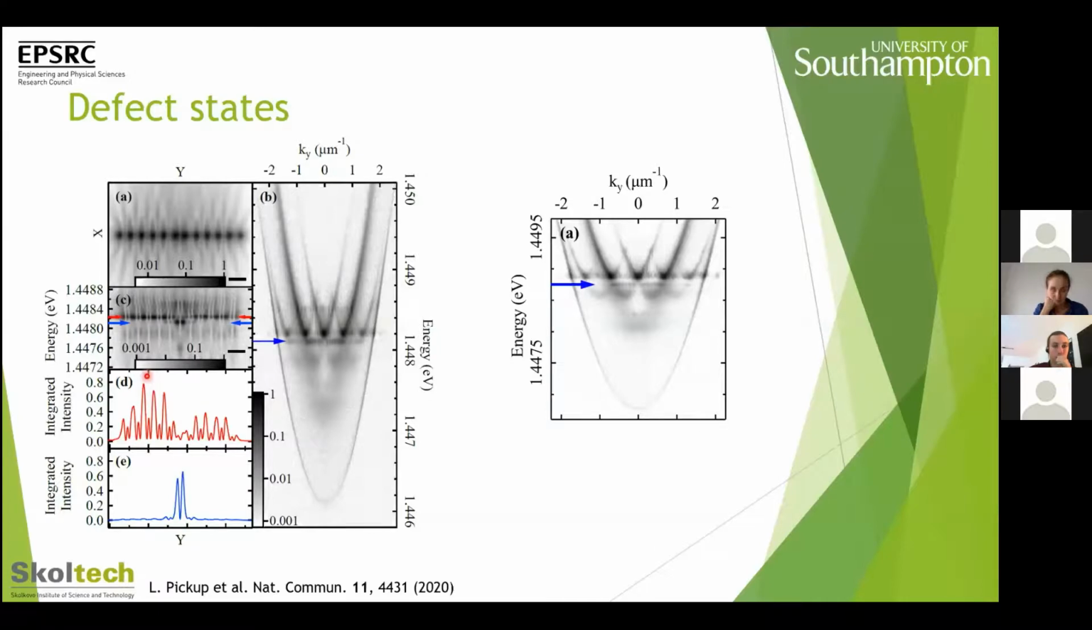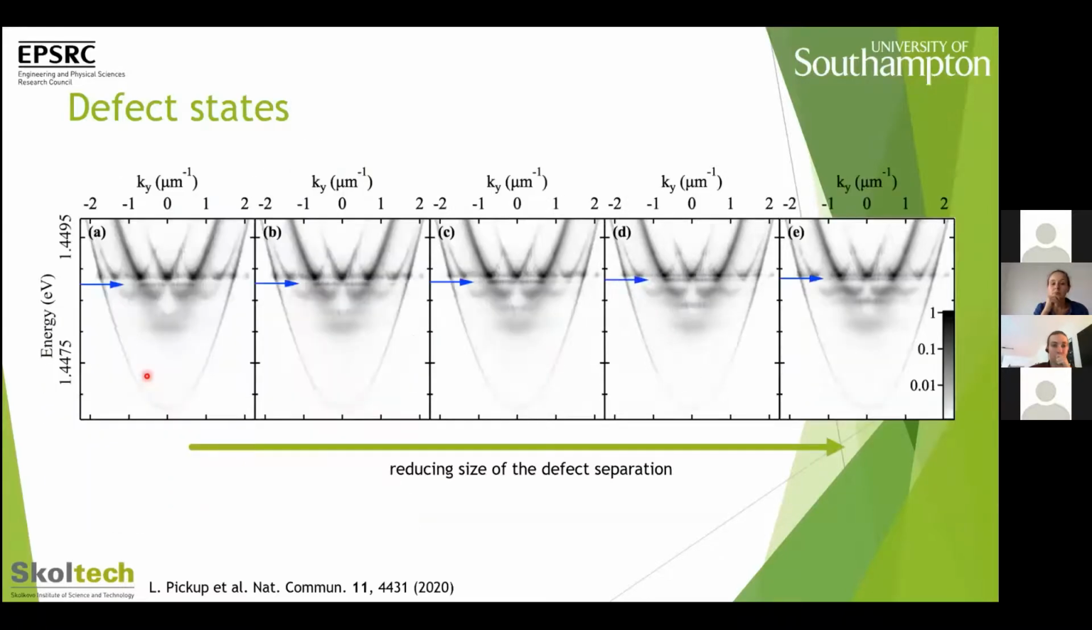and reducing that central one, we can control the spectral position of that defect state in the band gap, and it blue shifts from the bottom to the top as you reduce the defect separation size, which is very interesting. We have such fine control over features like this in a completely reconfigurable platform.